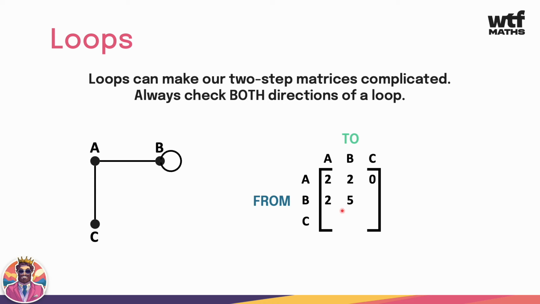Now, B to B is 5. How the heck is it 5, you might be wondering? Well, let's try to work it out. First of all, starting at B, you could go along the top and then you can go along again. Just go 2 loops to the right, clockwise. That's one path. Alternatively, you could go anti-clockwise twice.